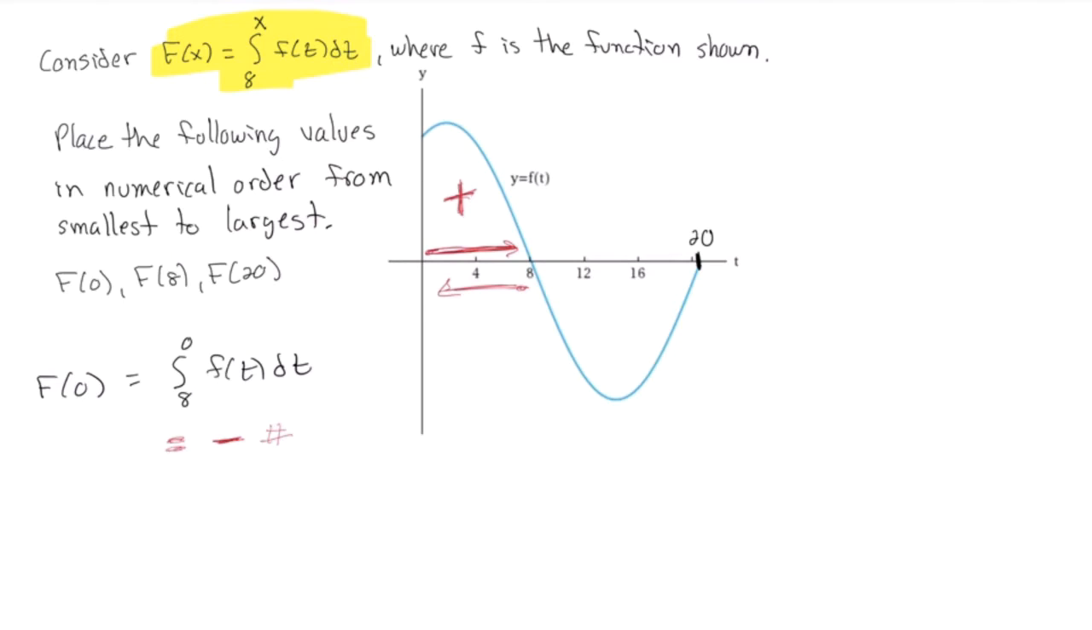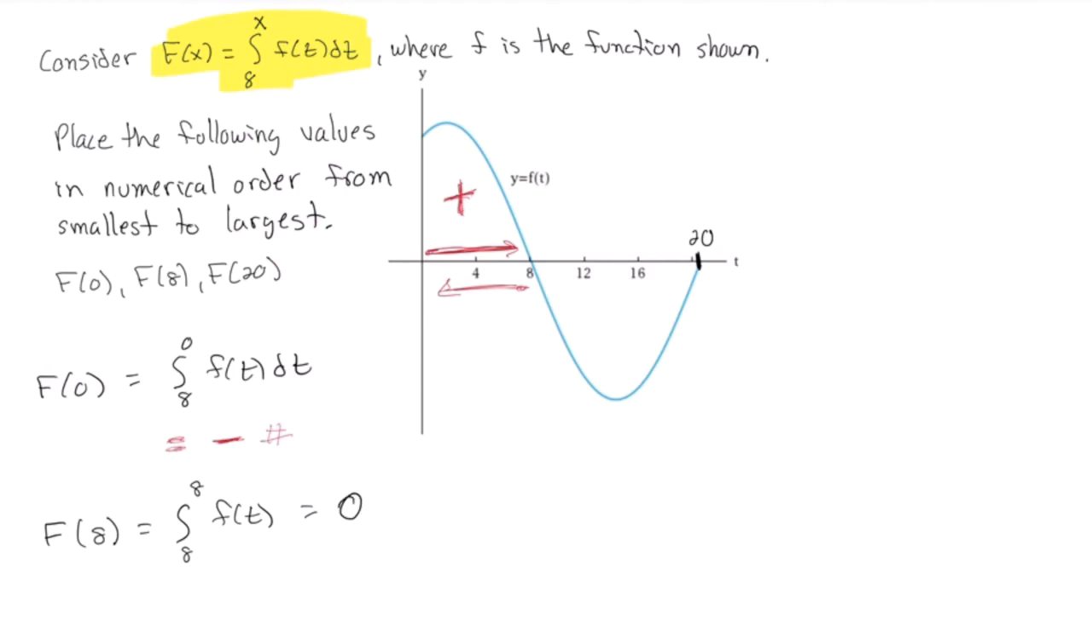So now let's consider cap F at 8. If we're looking at cap F at 8, then we're looking at the integral from 8 up to 8 of f of t dt. And we know from the properties of integrals that if I'm integrating from a to a, that's going to be 0. If we're thinking of area under the curve, going from x equals 8 to x equals 8, we haven't accumulated any area in that case.